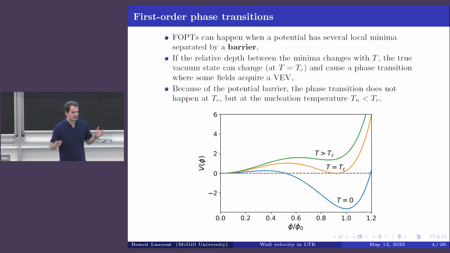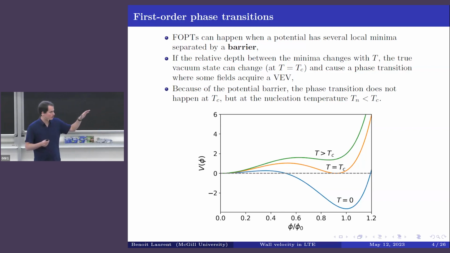So we can assume that the scalar field will start at the origin where it is energetically favored. Then at some temperature that we call the critical temperature, the two minima become degenerate, so they have the same potential energy. Below that critical temperature, the situation is inverted. The second one, the one on the right, becomes the true minimum, which is energetically favored. And it's possible now to get a phase transition at that point, below the critical temperature.